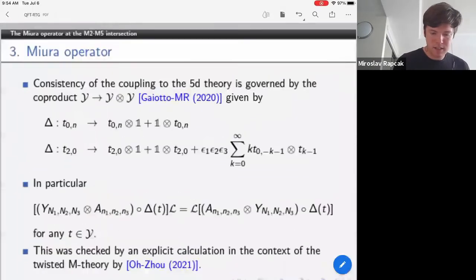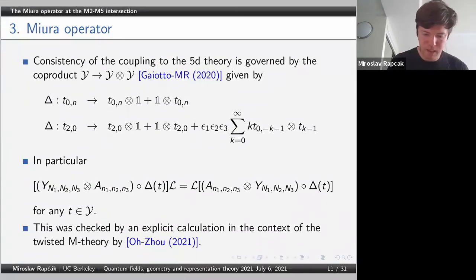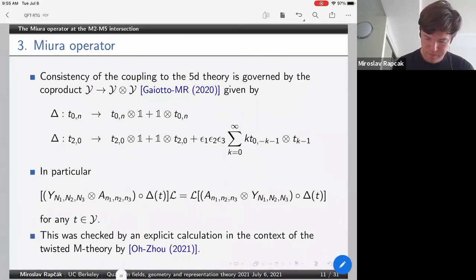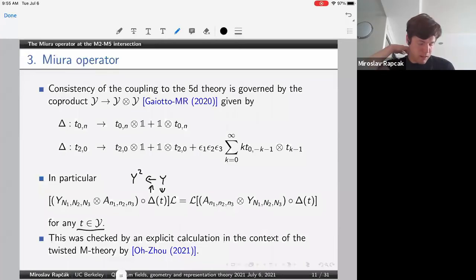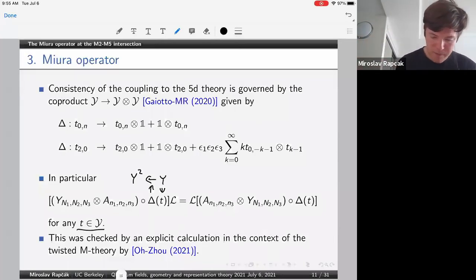Okay, so let me go back to the consistency condition. So I defined for you this coproduct structure, and now I'm going to tell you how to write down the gauge invariance condition, and it's given by the following form. Okay, so I first start with any element T inside the universal algebra Y. I first map it by the coproduct into the tensor product of two copies of Y. And then I map it by these representation maps that I still haven't defined for arbitrary N1, N2, N3, but that's something we are going to do later on in this talk.